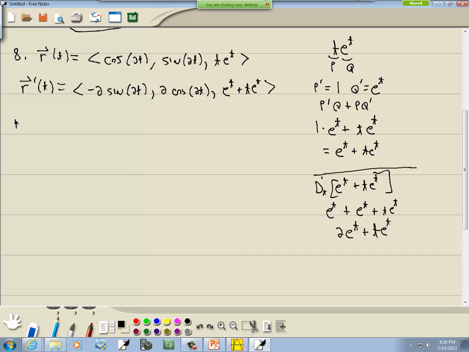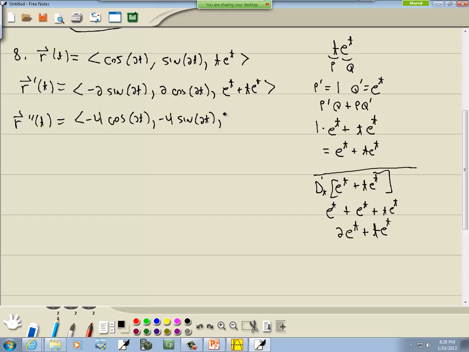Okay, so for our second derivative, the derivative of sine is cosine, but again we have to multiply times the derivative of 2t, which is 2. So I throw another 2 in the mix. So this becomes negative 4 cosine 2t. The derivative of cosine is negative sine, but again we have another 2 in there. So this becomes a negative 4 sine 2t.